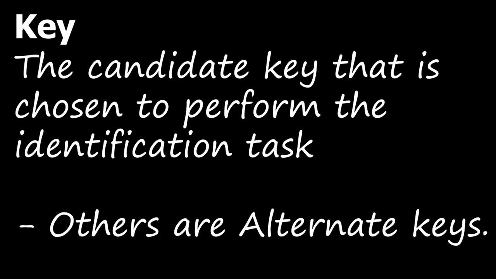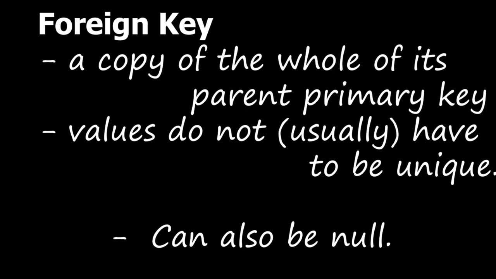Okay, next one is foreign key. Foreign key is a copy of a primary key. This foreign key is a copy of the whole of its parent primary key. It usually does not have to be unique. It can be null also. Null means nothing will be inside it, right? So this foreign key can have values, or sometimes it won't have values. Sometimes it will have unique values, and sometimes it is not necessary to have a unique value. It can have the same value of another key also. Okay, that is foreign key.